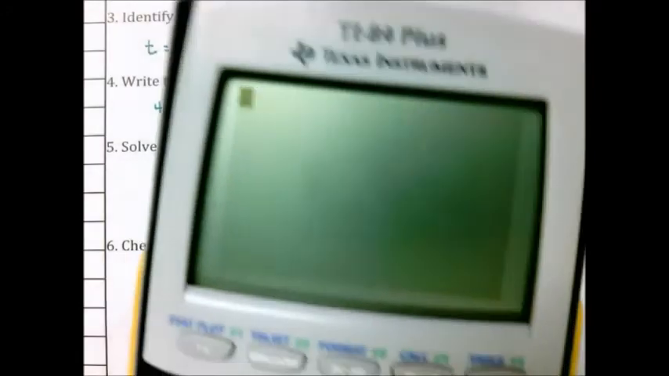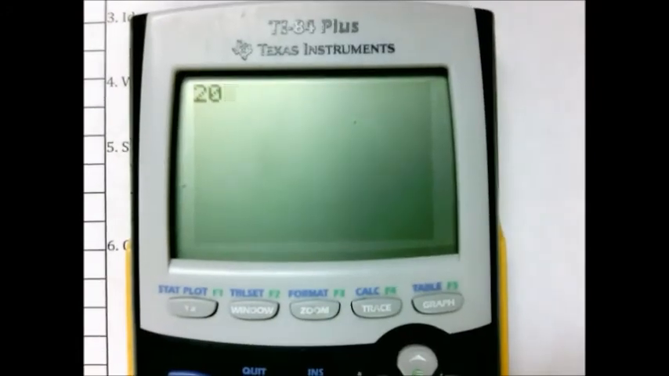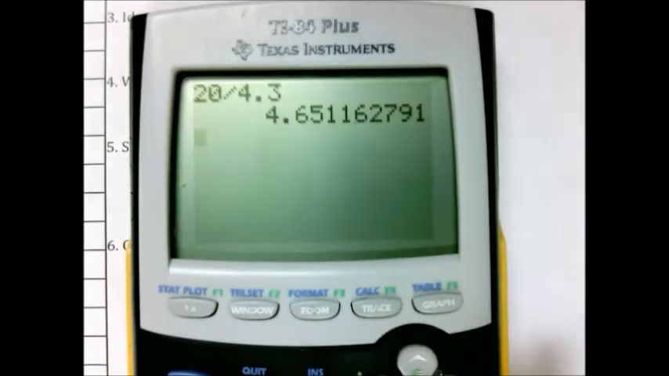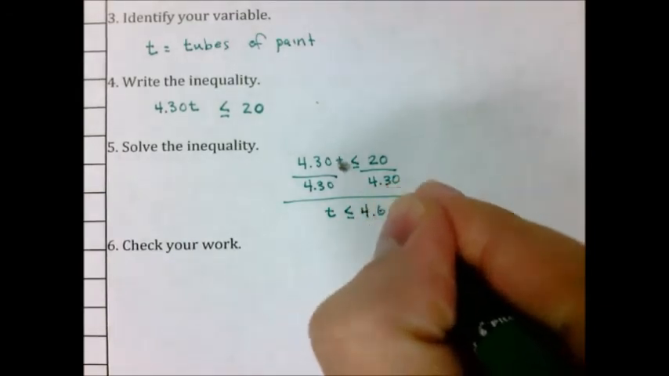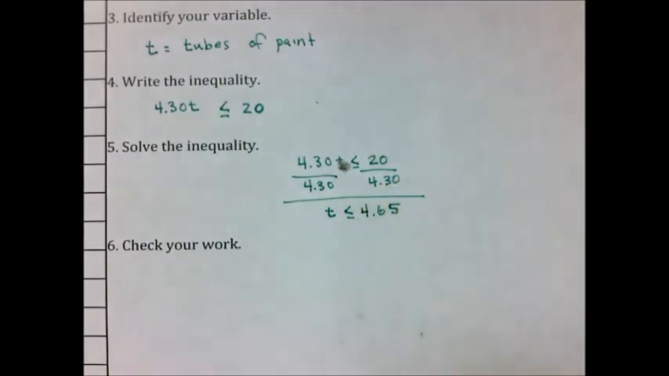So I'm going to say hi to my friend here, the calculator. I'm going to go 20 divided by 4.3, and I get 4.65. For rounding, we're rounding it there. And so what that means then is she can buy anything less than 4.65 tubes.